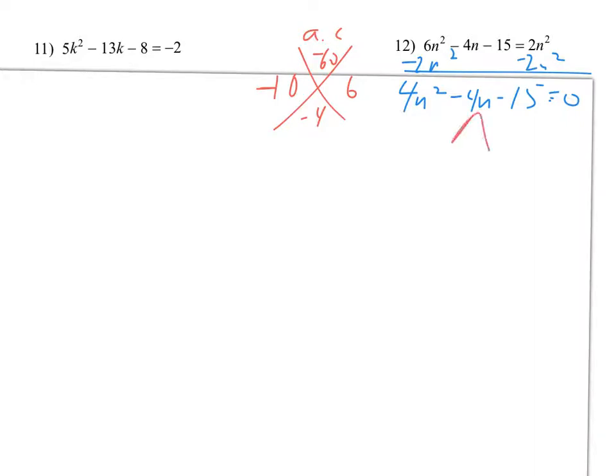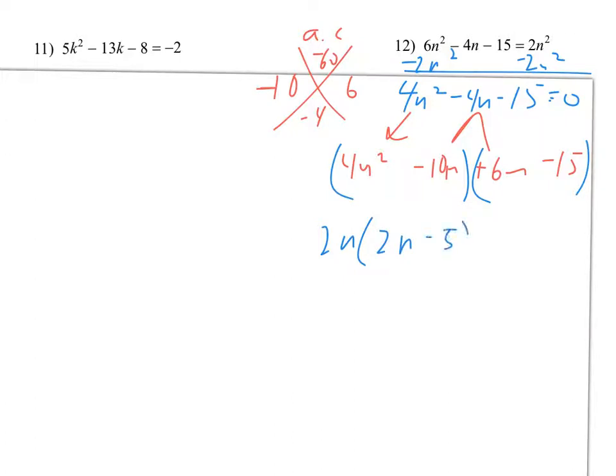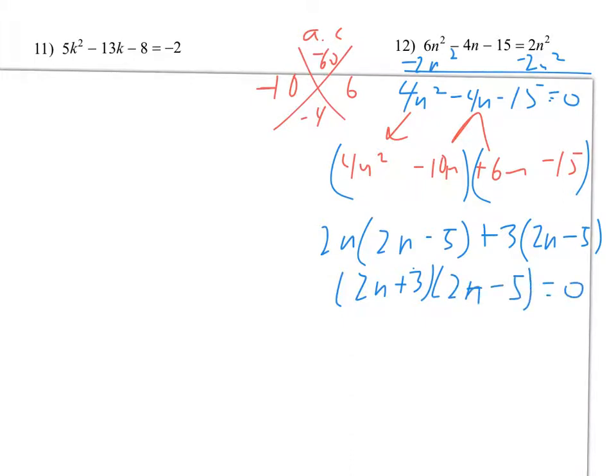And so I'm going to split this up. I do need to use my grouping technique here since I have the 4n squared out front. So I'll go ahead and write that there. And then I'm going to group them up. The first group I can take out a 2n, which leaves me with 2n minus 5. The second group I can take out a positive 3, which will leave me with 2n minus 5 as well. So then I have 2n plus 3, 2n minus 5, and actually the order does not matter on that, equals 0. And now I can split them up and set them equal to 0.